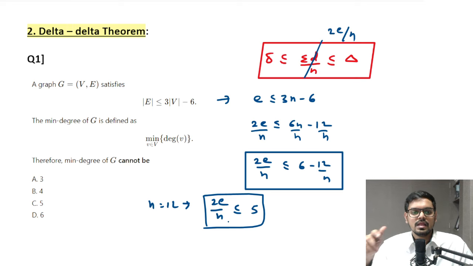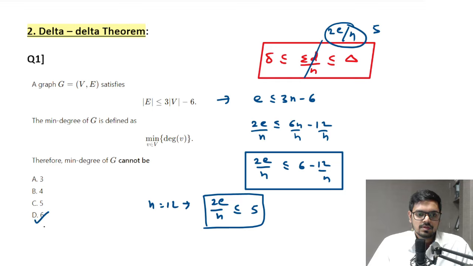Now, they were saying the minimum degree of G cannot be... If this value is 5, then 5 should be greater than or equal to delta, or you can say delta should be less than or equal to 5. Delta should be less than or equal to 5. 6 cannot happen.